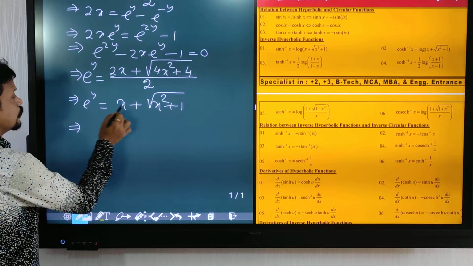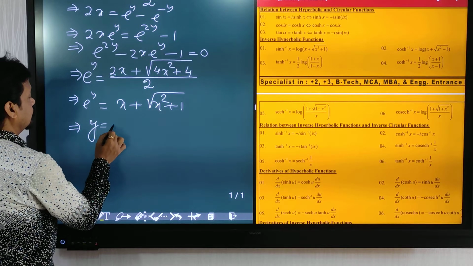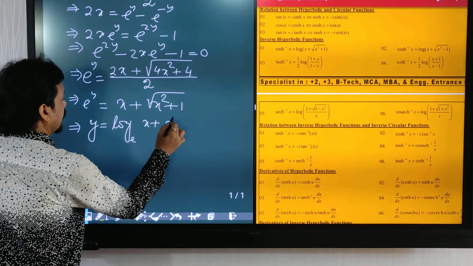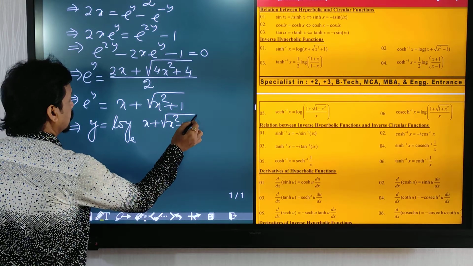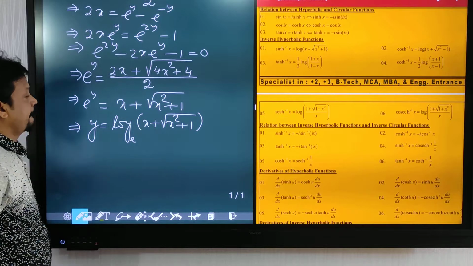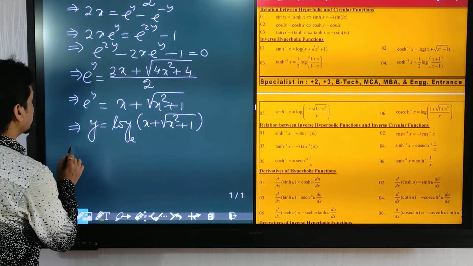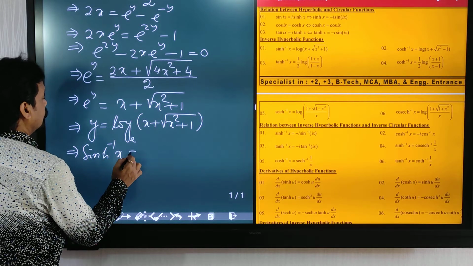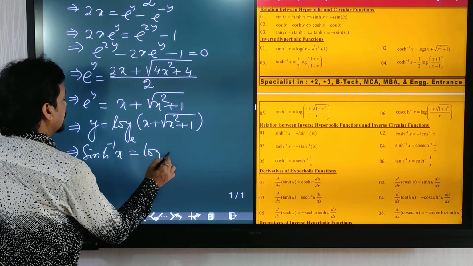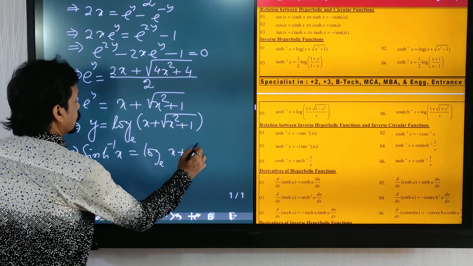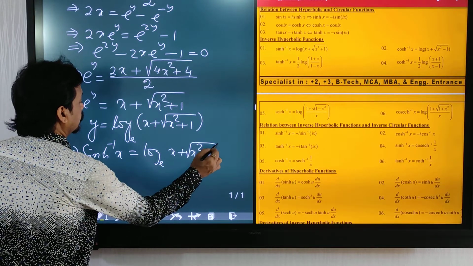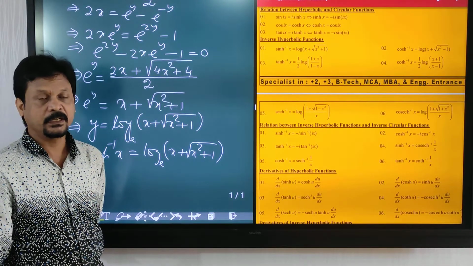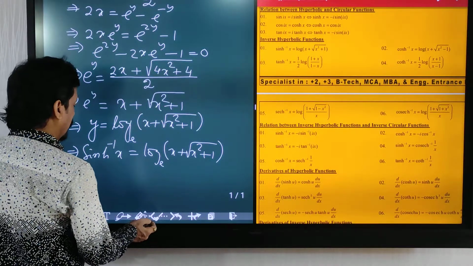Now if e to the power y is equal to this one, then y is equal to log base e of x plus square root of x square plus 1. And what is y? I have taken y as sinh inverse x. So its formula is log base e of x plus square root of x square plus 1. This is the formula for sinh inverse x. Clear?